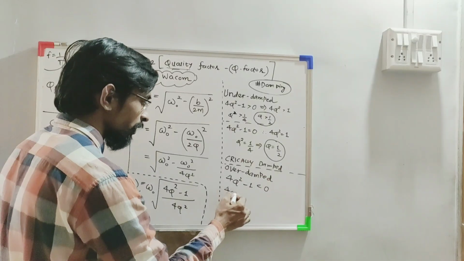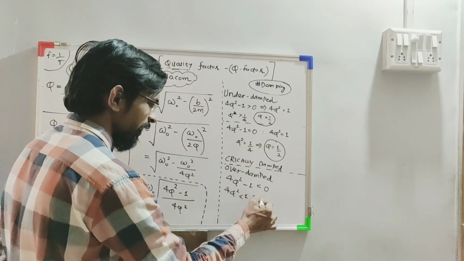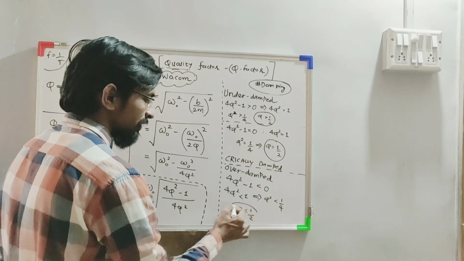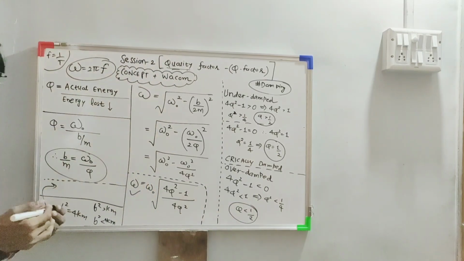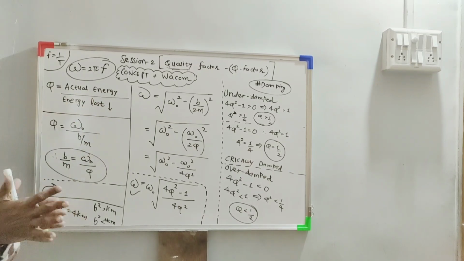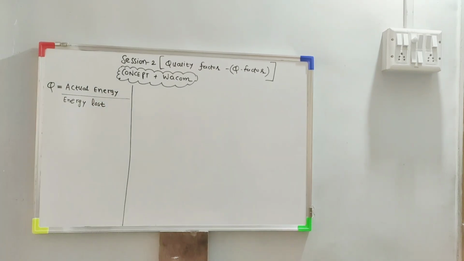imaginary root. So 4q square is less than 1 implies q square less than 1 by 4, which means q is less than half. Quality factor is not even 0.5, it's less than 0.5. So it means almost more than 50% of energy is lost.